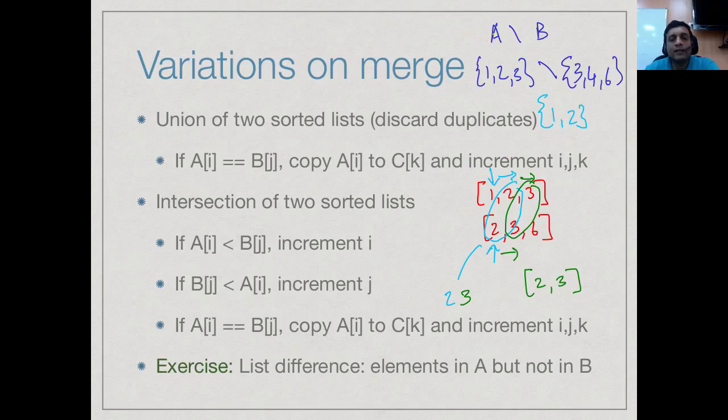So for example, if I had the list 1, 2, 3 and the list 3, 4, 6, then I might want to keep only the list 1, 2. So just check whether you can adapt merge in the way we have done now for union and intersection in order to do list difference.